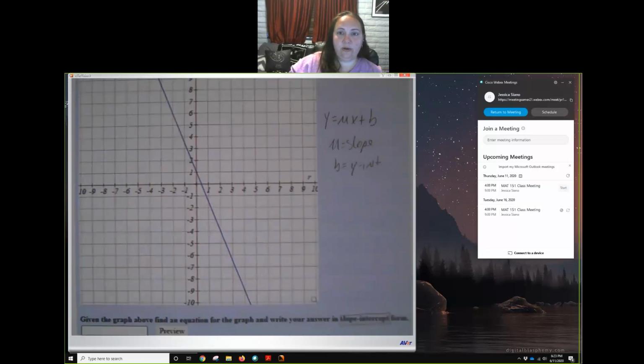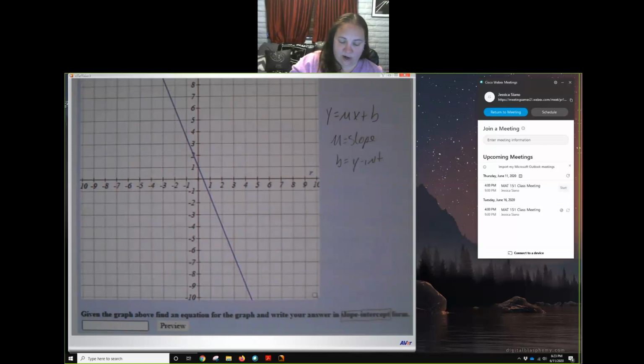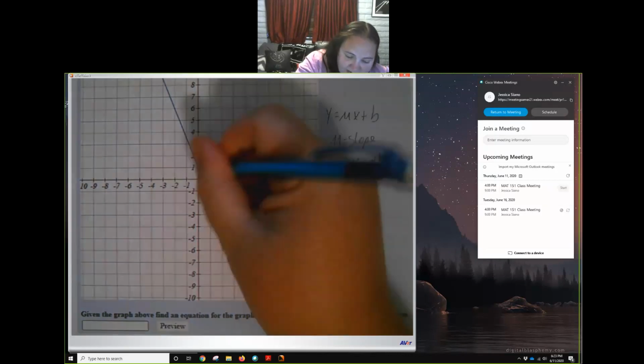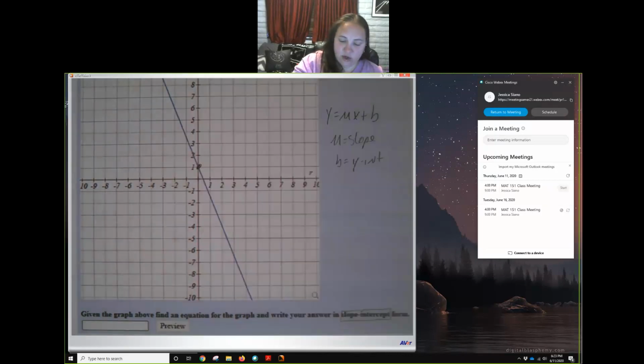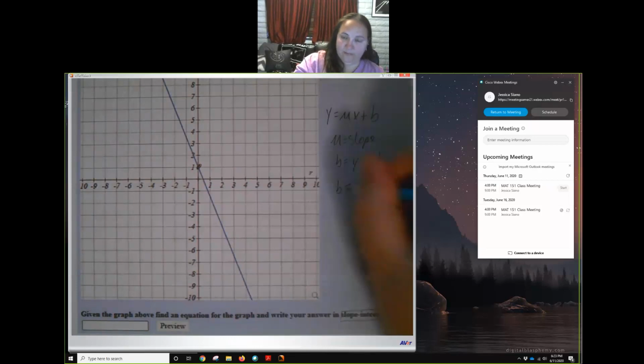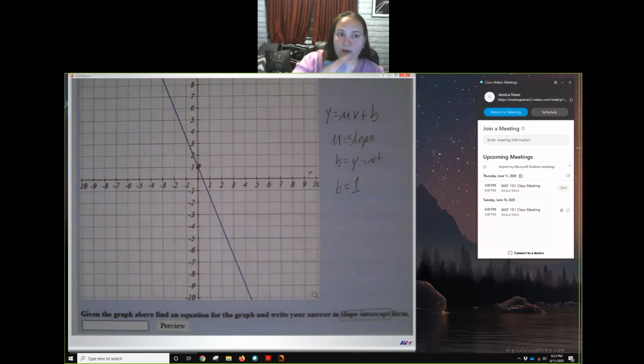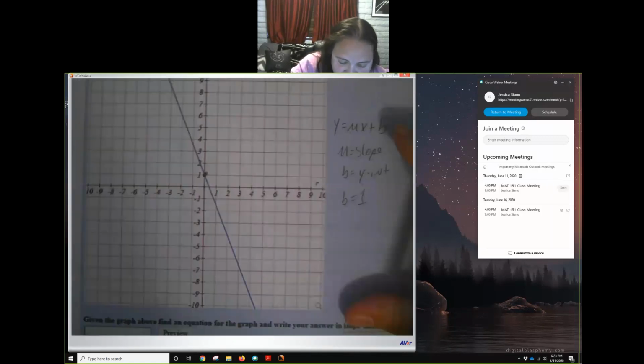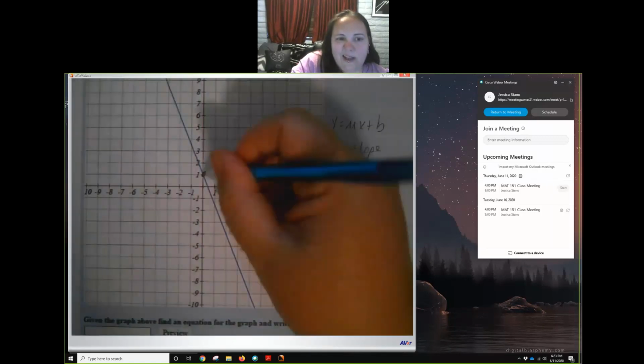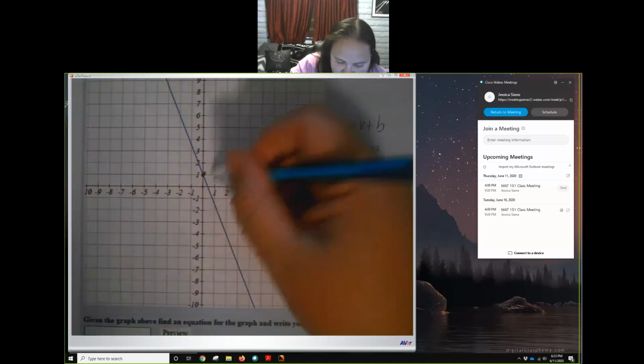So our y-intercept is right here at 1. So my b value is 1. And then to find my slope, I'm again going to find two lattice points, any two lattice points. So I'll use the intercept because I've got it. And then how about this one right here?